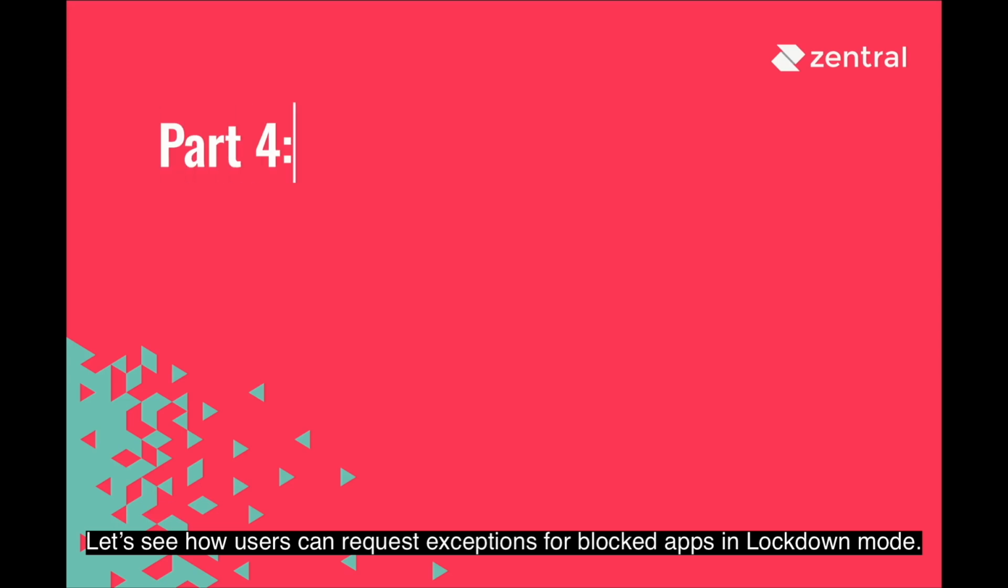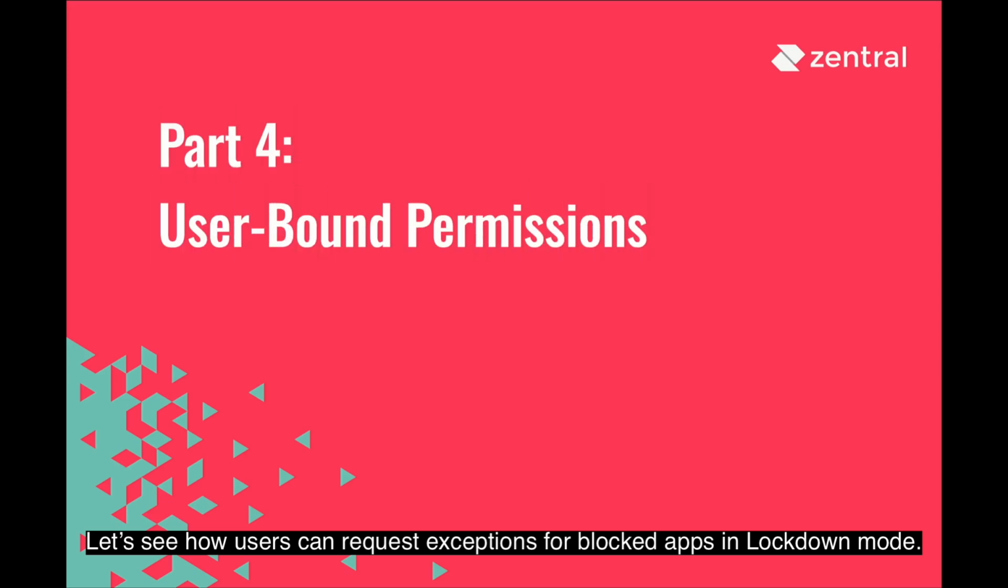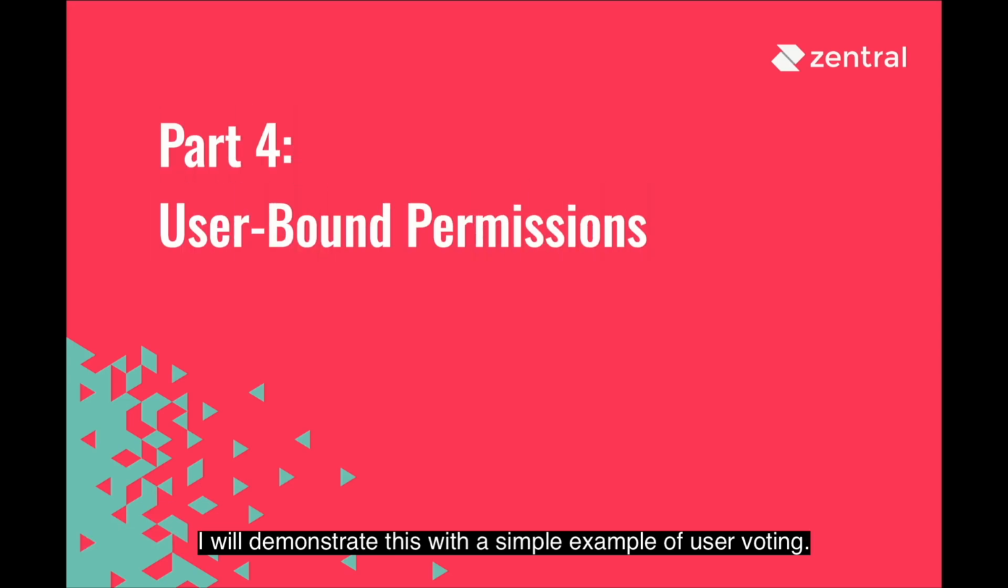Let's see how users can request exceptions for blocked apps in lockdown mode. I will demonstrate this with a simple example of user voting. User-bound permissions are a great way for regulated businesses to grant exceptions to use certain software while keeping shadow IT at bay. I'm going to make this easy by assuming that an admin has already reviewed the app in question. It is not considered harmful, and users are allowed to get exceptions to use it.